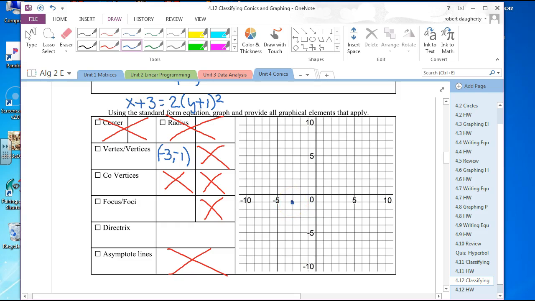How do I find the focus? I have to do what? 1 over 4p is equal to what? 2, okay? So that's 1 over 4p equals 2 over 1. When I cross multiply, I get 1 equals 8p. So p is equal to what? 1/8. Okay.